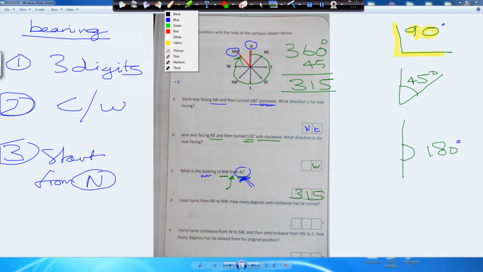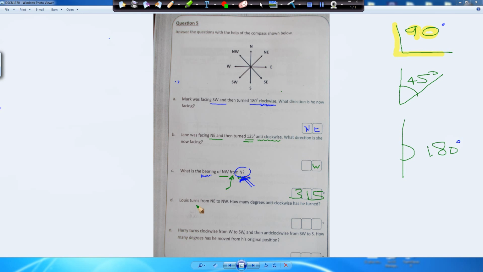Question part D. Okay, let's rub that part off now. Okay. D. Louise turns from northeast to northwest. So he turns from northeast to northwest. How many degrees anti-clockwise has he turned?